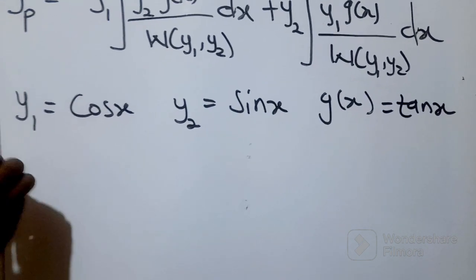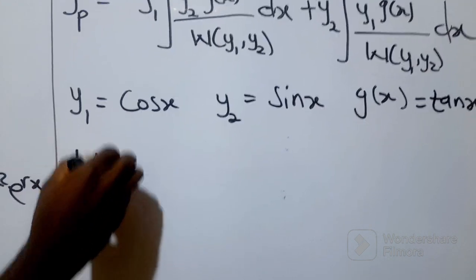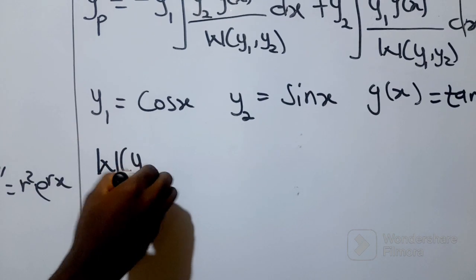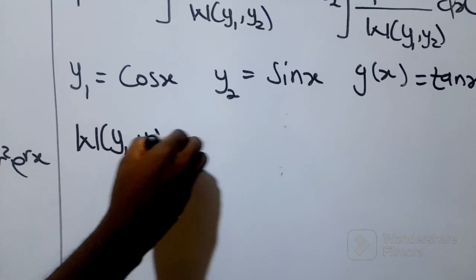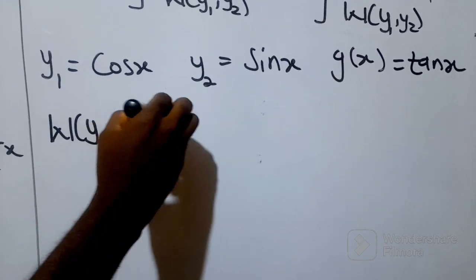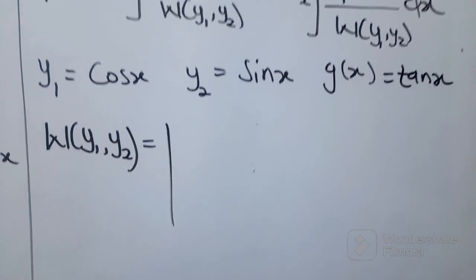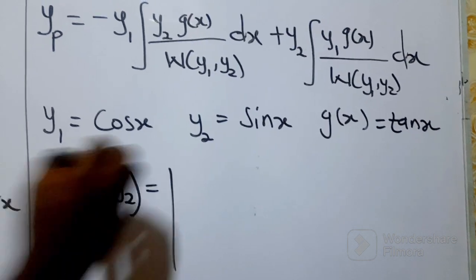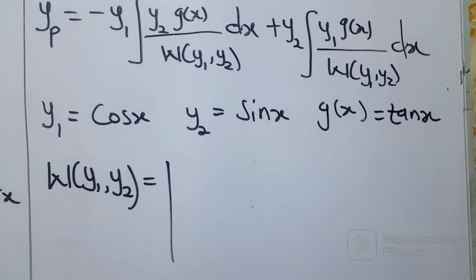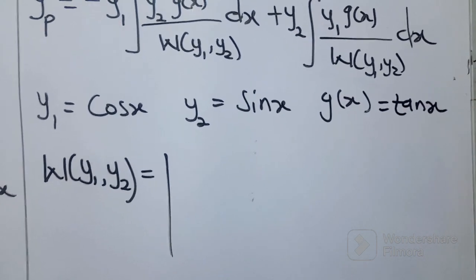So we'll find the Wronskian now. We say the Wronskian of y1 comma y2 will be equal to. Please check out my videos on how to find the Wronskian of 2 functions and 3 functions, a function that is dependent on 2 variables and 3 variables, on YouTube.